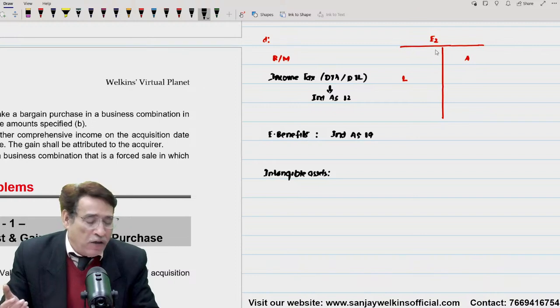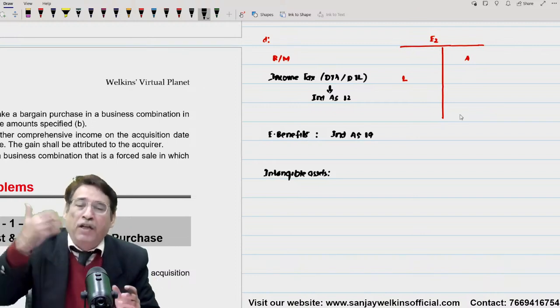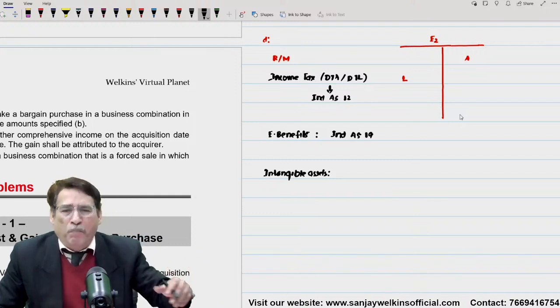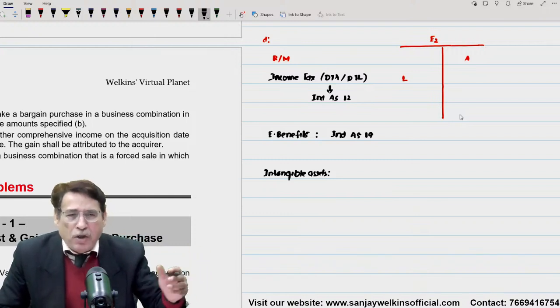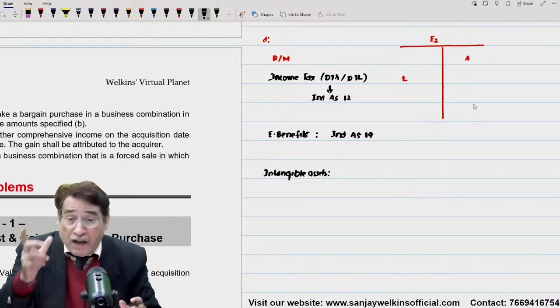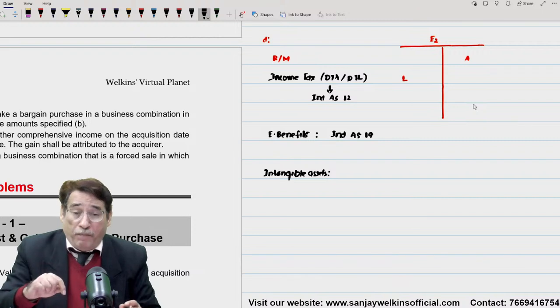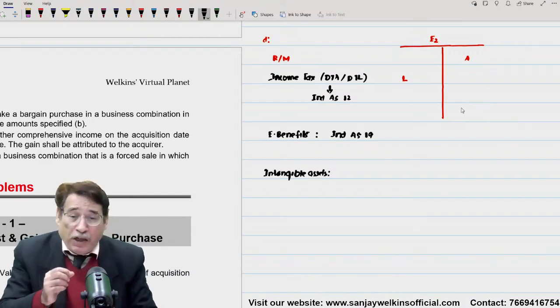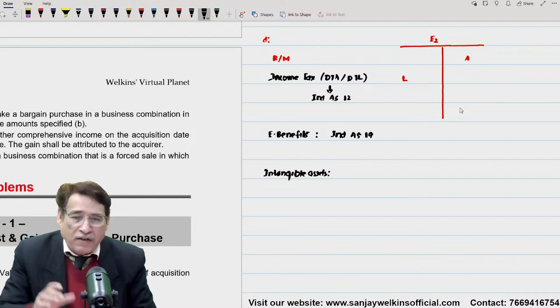Perhaps this entity might not be following the Ind AS. It could be a possibility. It is another entity. That entity might not be following Ind AS. So it could be a possibility that they might not have recognized that intangible asset. But if there is something which meets the definition or the guidelines of Ind AS 38, Ind AS 38, as we know, deals with intangible assets.